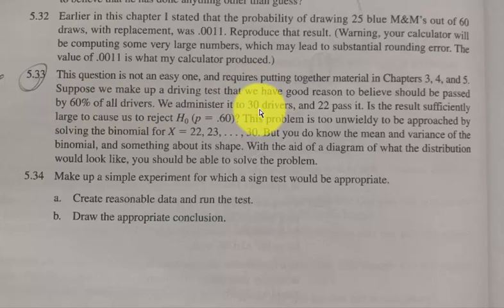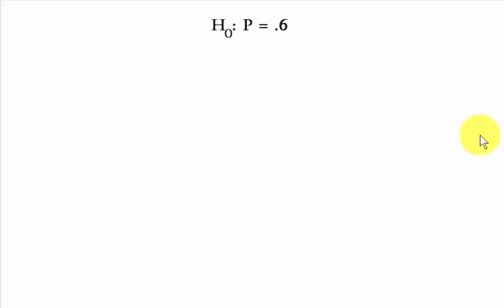So they have 30 drivers and 22 pass. If you divide 22 by 30, you get about 73%. That's different from the 60%. But now we have to figure out, is that enough reason to reject the null hypothesis that the probability that the event will happen is 0.60? This is a hard one, and I'm going to show you with a graph how to do it. Please hold on. This is a binomial distribution problem.